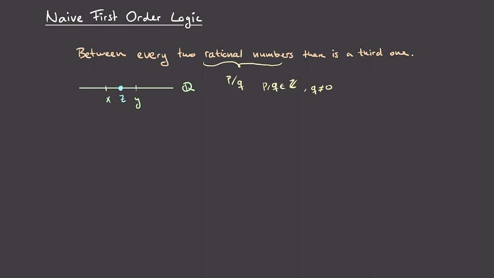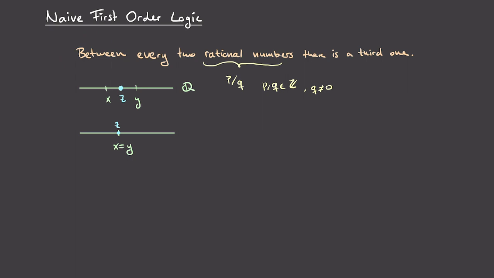Now, the picture I drew here is the typical case where the two numbers we started with are distinct from one another. However, we could imagine that two numbers on this number line could also be the same. So we could have x and y given to us to be actually the same number. And then the question is, what does it mean to find a number between them? The only plausible option is to choose z to be the same as x and y. But the question is whether this is allowed in our understanding of between.